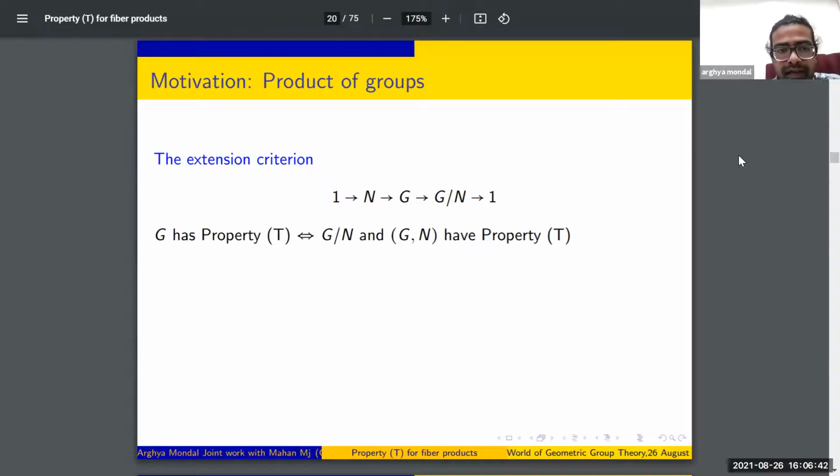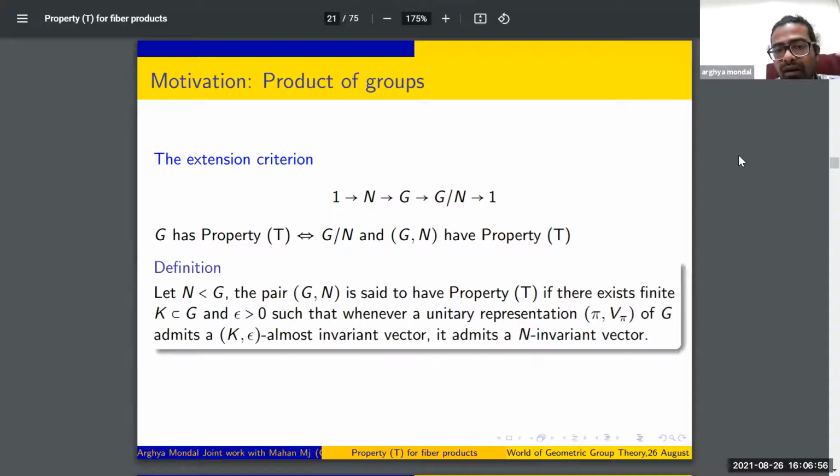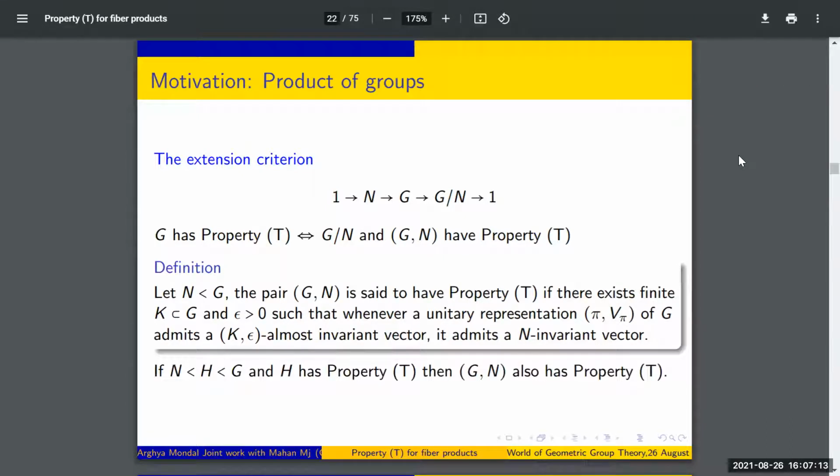In fact, more generally, we have this result that G has property T if and only if the quotient has property T and also the pair (G, N) has property T. So what do I mean by a pair having property T? It just means that whenever there's a representation of G having an almost invariant vector, then there is an N-invariant vector. So instead of having a G-invariant vector, now we have an N-invariant vector. Okay, so let me just note that if there is a subgroup H, which is between N and G, and H has property T, then the pair (G, N) also has property T. This is more or less obvious.